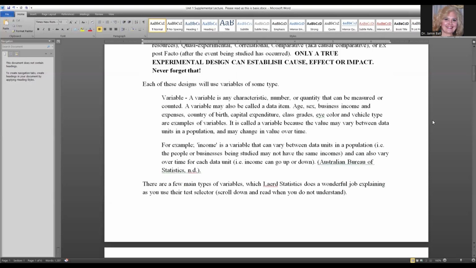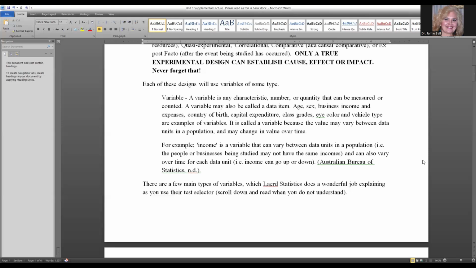Each of these designs will use variables of some sort. So a variable is a characteristic, number, or quantity that can be measured or counted. It could also be called a data item. It could be like age, sex, business income, country of birth, capital expenditure, eye color, all of those things. It's called a variable because the value can change in units, it can change in a population, and it can change just over time.